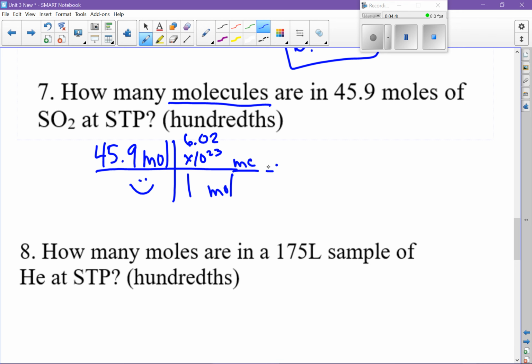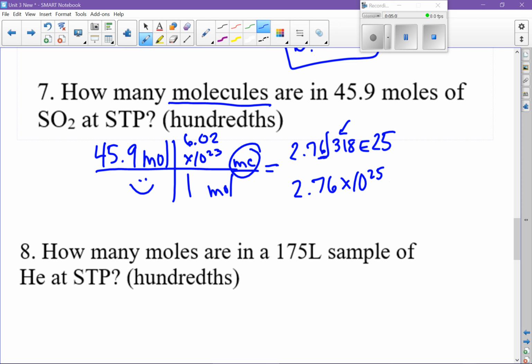Moles gets a 1. Remember to put that in your calculator with the E, and you should get something like this. And it says E25. If I round that to the hundredths place here, the 3 means it can stay, so it becomes 2.76 times 10 to the 25. I was looking for molecules, so that's what goes on my answer.